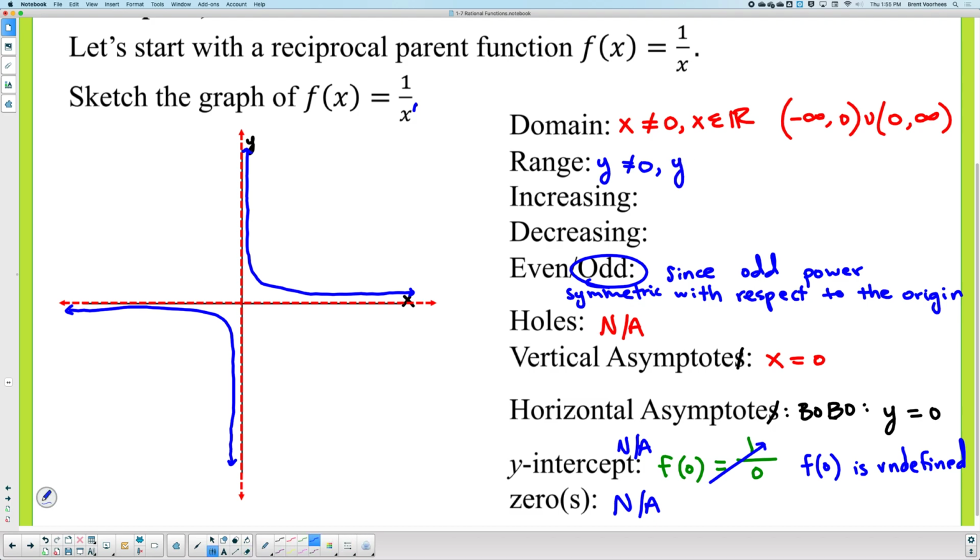And again, y is all other reals. Whoops, I put x. Y is all other reals. It's just not 0. So you could write it that way, or you could write it this way. Negative infinity to 0, union 0 to infinity. All numbers except for 0. That's what we're saying.